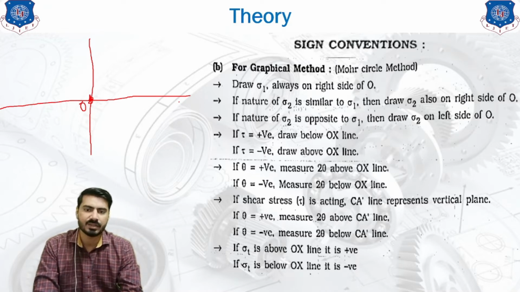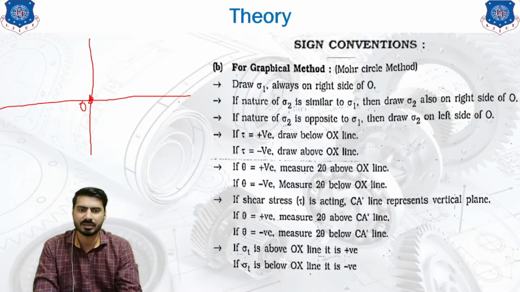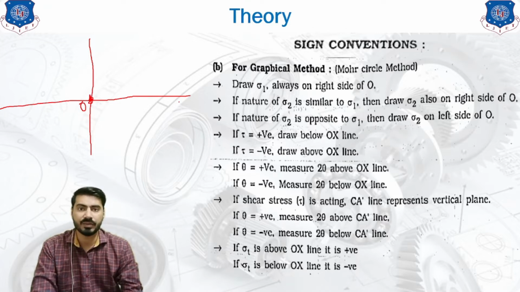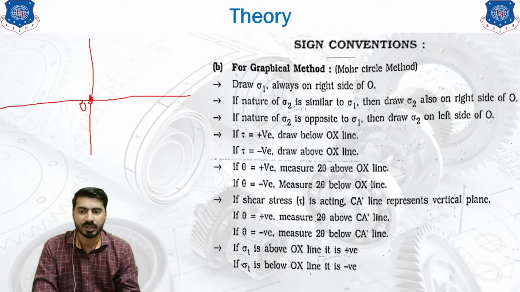Second, if the nature of sigma 2 is similar to sigma 1, so if both are tensile or both are compressive, then draw sigma 2 also on the right side. If both are of the same nature, we draw them both on the right side. If sigma 2 is of the opposite nature to sigma 1, then we must draw sigma 2 on the left side of O. So if it is of opposite nature, it is simple: you draw it on the left side.